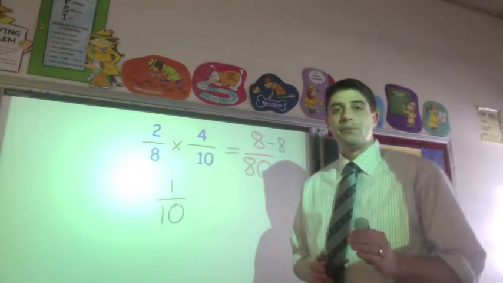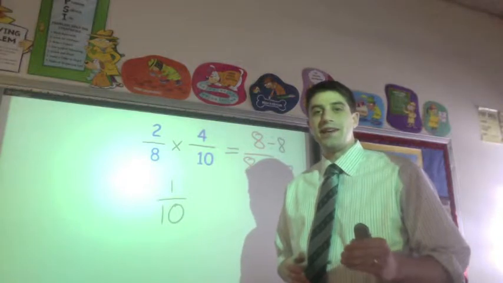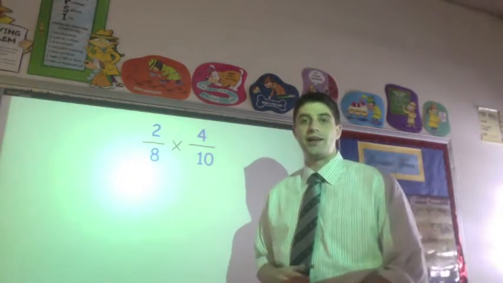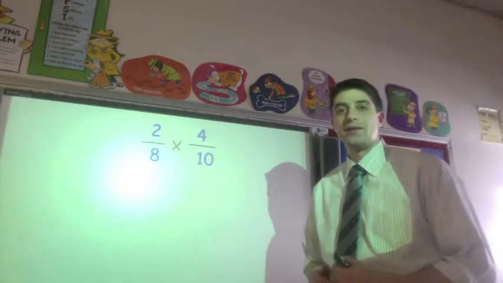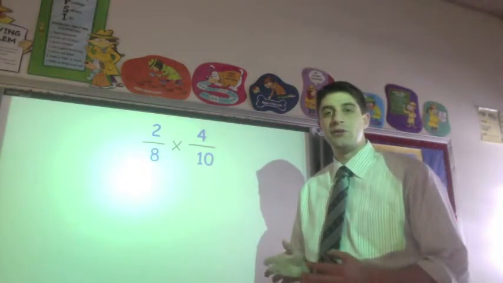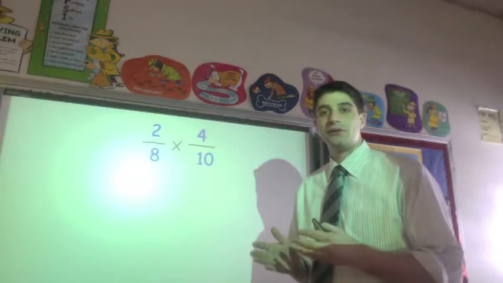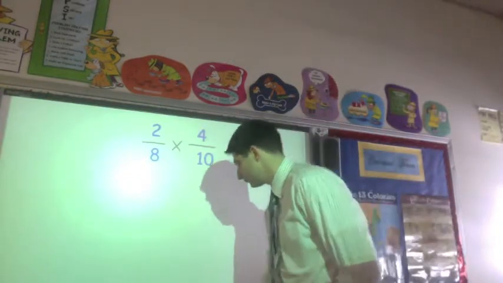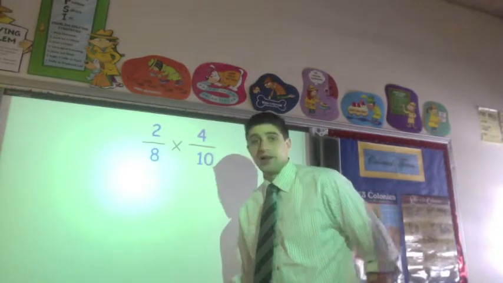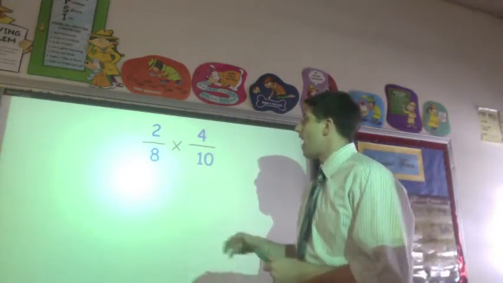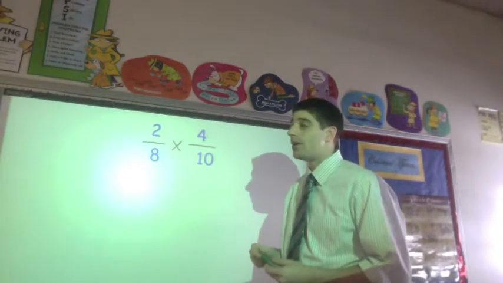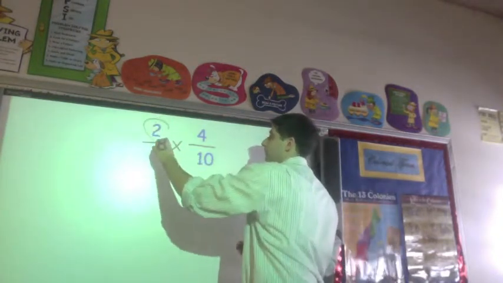Simple enough, but in 5th grade we like to take it up to the next notch, to the next step, if you will. So let's take a look at the same problem, 2/8 and 4/10, and let's see if we could simplify the fractions before we solve the problem. I'm going to take my green marker and look at my diagonal numbers, my 2 and my 10, and I'm going to circle them.